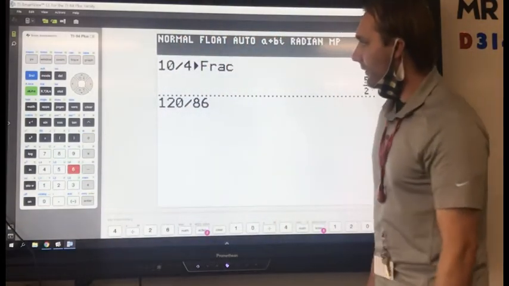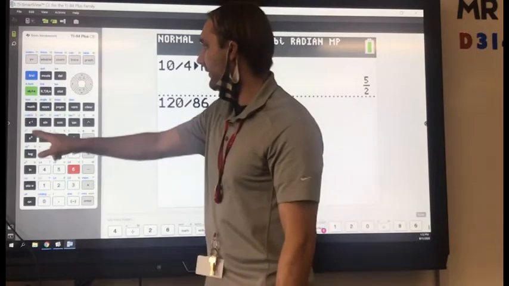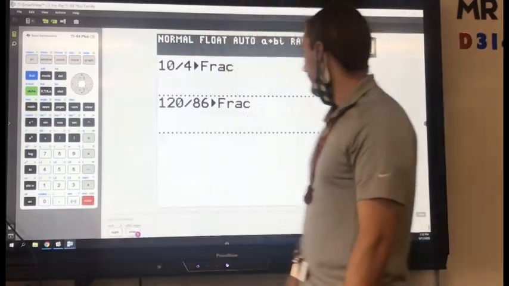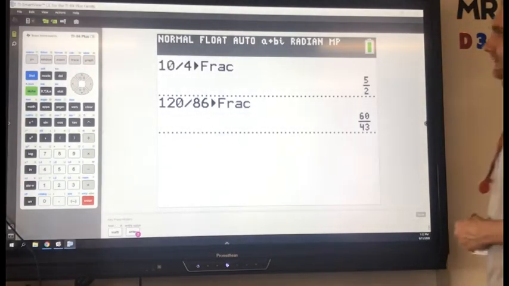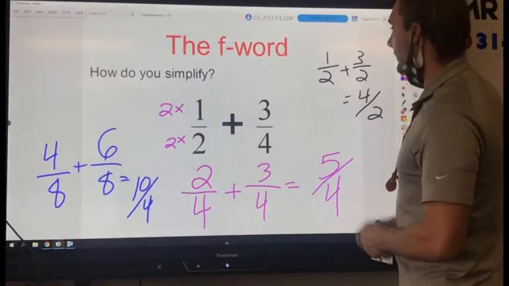So how do you simplify 120 over 86? Well, I don't know. But I do know the calculator knows, and that's 60/43. So there's a neat trick for the calculator if you ever run into needing to simplify a fraction.